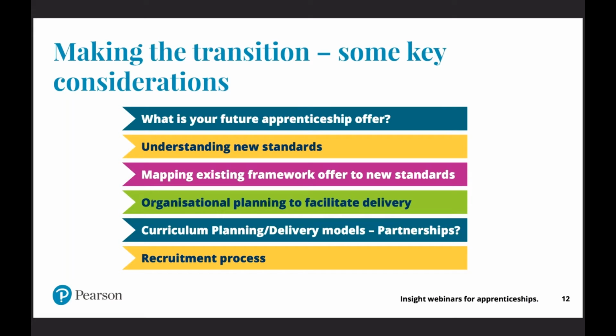So what do we need to think about? This slide here, making the transition and some key considerations. It identifies what we need to think about when we're planning and also implementing the new apprenticeship standard within our programs. And it makes us think as a deliverer what the offer will be. So we need to consider what is going to be the offer. How are you going to decide this? To be able to decide this, you need to have a comprehensive understanding of what new standards entail and how they work. And ask yourselves and your organisation some questions.